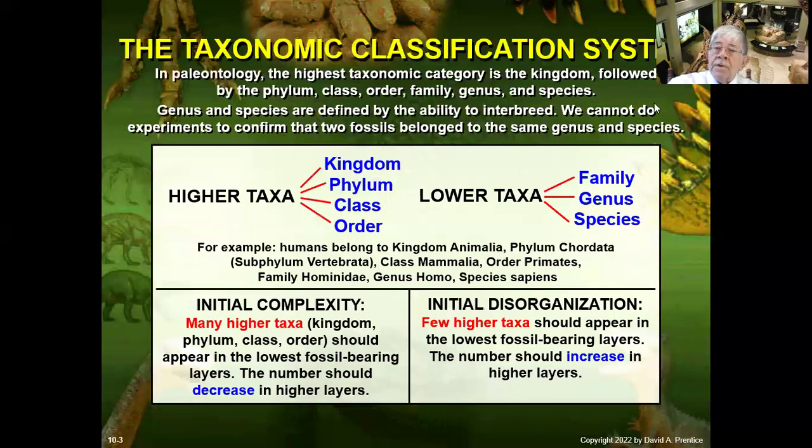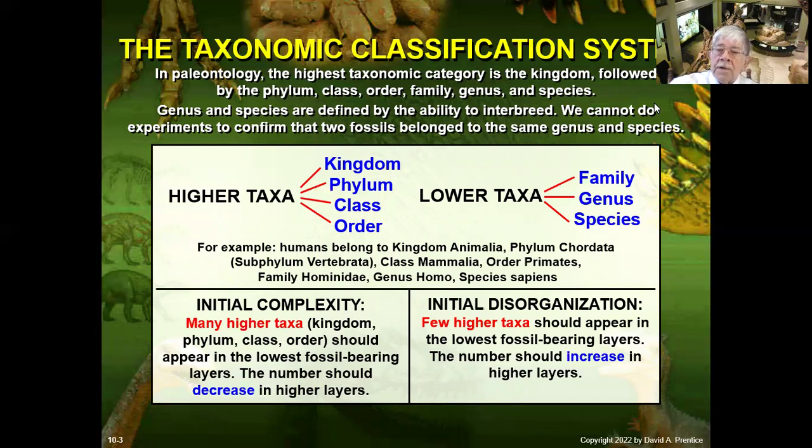We have a classification system that's generally used. There might be minor variations in this, but in paleontology, the highest commonly used taxonomic category is the kingdom, followed by the phylum, class, order, family, genus, and species. Genus and species are defined by the ability to interbreed. Can we do experiments between two dinosaur bones? No, of course not. We need something living to know whether they would interbreed. So we can't do experiments. We just have to use our opinion and say, well, this is different enough. It must have been a different genus. Perhaps not. We don't know.